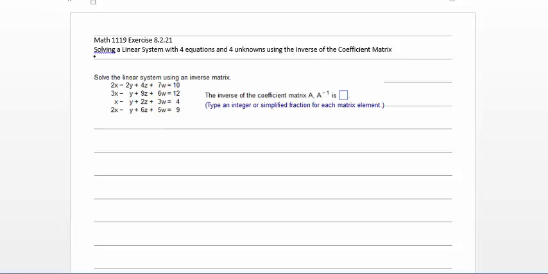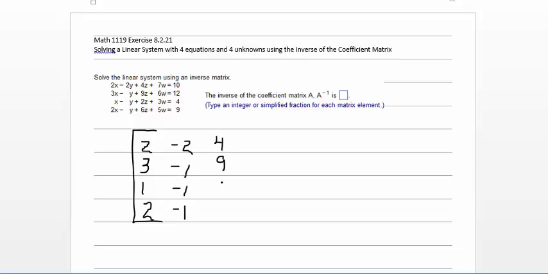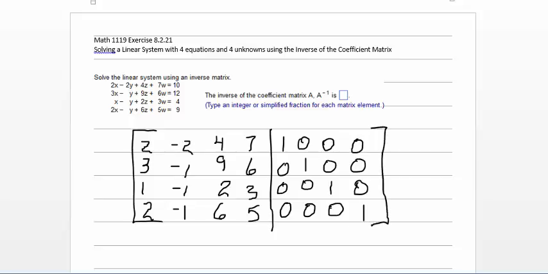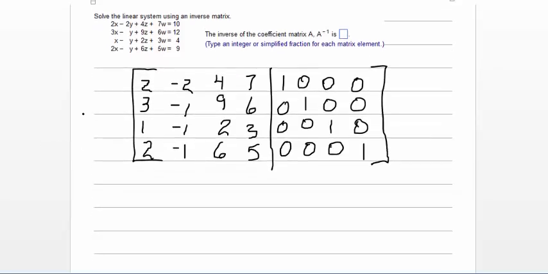Let's take a look at this problem where we want to solve a linear system using the inverse of the coefficient matrix. So the coefficient matrix has the first column of 2, 3, 1, 2. Those are the coefficients of x. A second column of -2, -1, -1, -1, coefficients of y. A third column of 4, 9, 2, 6, coefficients of z, and a fourth column of 7, 6, 3, 5. Those are coefficients of w.